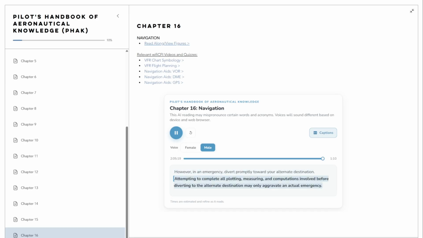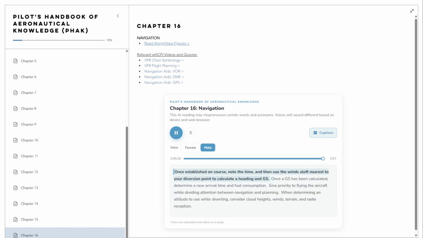Attempting to complete all plotting, measuring, and computations involved before diverting to the alternate destination may only aggravate an actual emergency. Once established on course, note the time, and then use the winds aloft nearest to your diversion point to calculate a heading and GS. Once a GS has been calculated, determine a new arrival time and fuel consumption. Give priority to flying the aircraft while dividing attention between navigation and planning. When determining an altitude to use while diverting, consider cloud heights, winds, terrain, and radio reception.